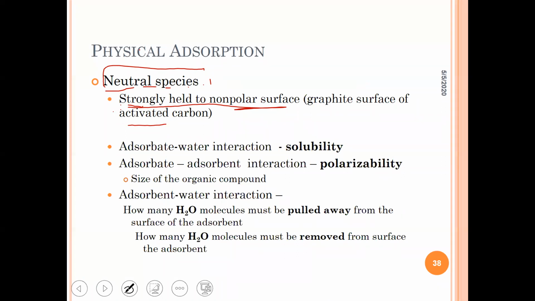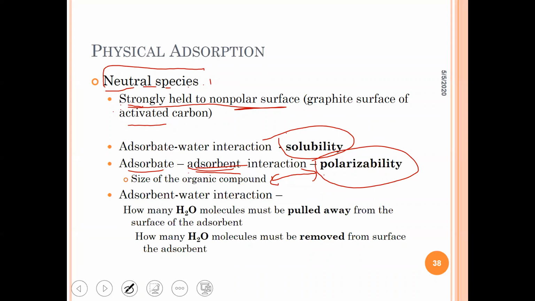So what you have to see also is the solubility, the adsorbent-water interaction, and the polarizability, the adsorbent interaction. This polarizability depends on the size of the organic compound. As size increases, the increased size will induce more polarizability on the molecule, and the molecule can then have interaction with that adsorbent.